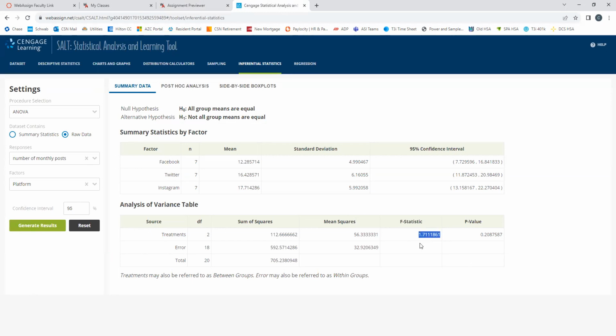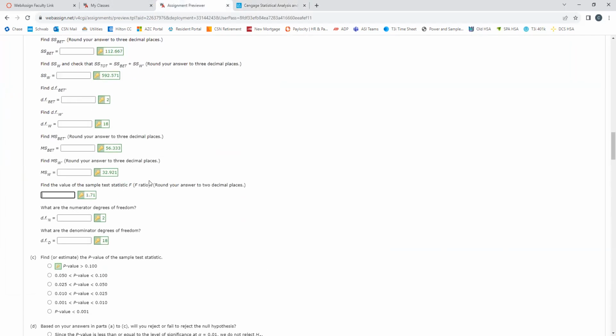We now are using the F distribution, and it gives us our F statistic. So we would come down here, we type in our F statistic, they call it the F ratio, comes from the table. And then it says, what are the numerator and denominator degrees of freedom? Those are the same as between and within. So between is the numerator, within is the denominator.